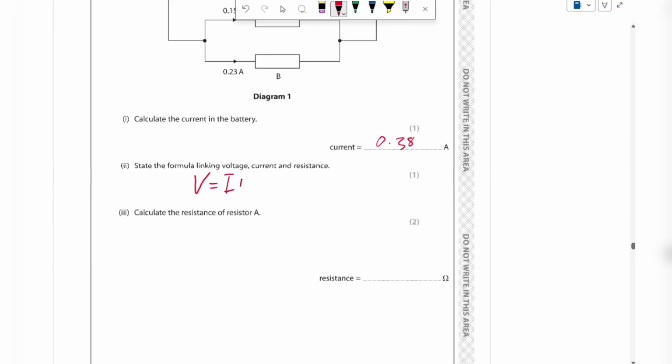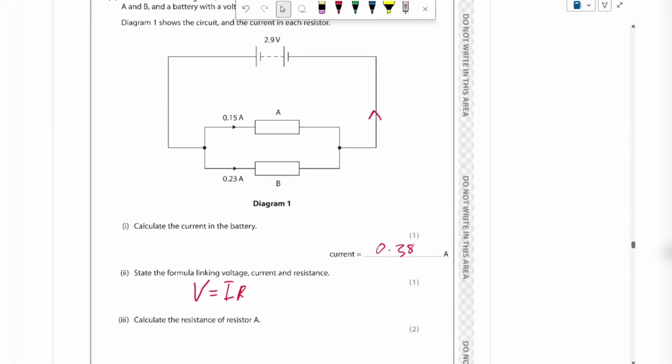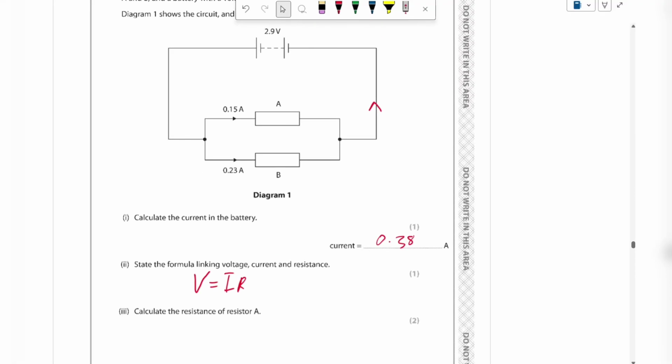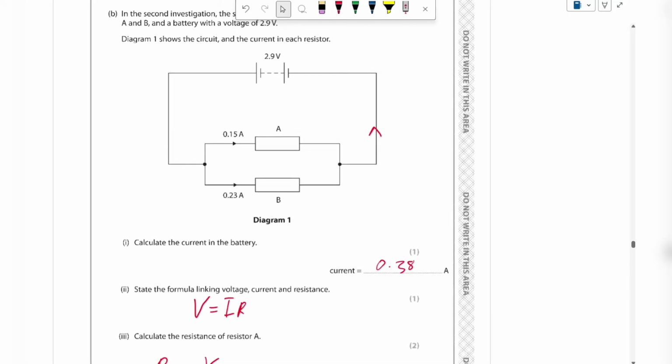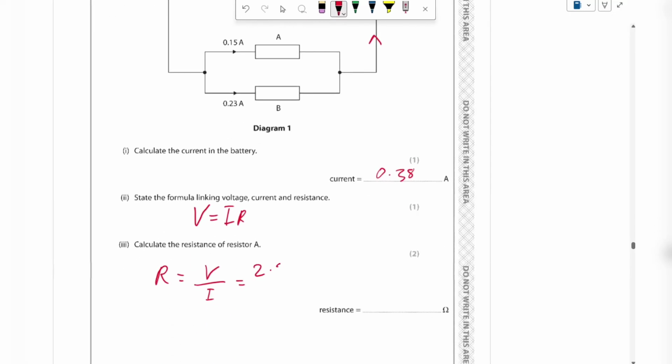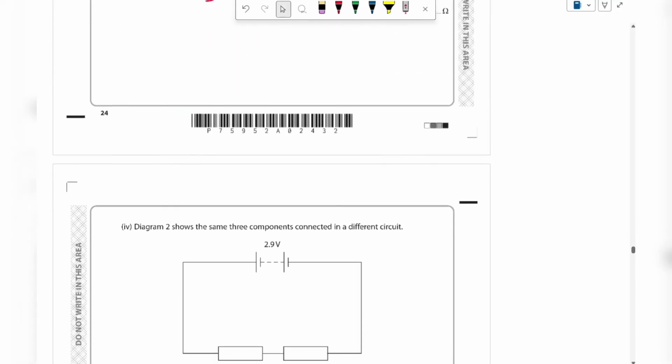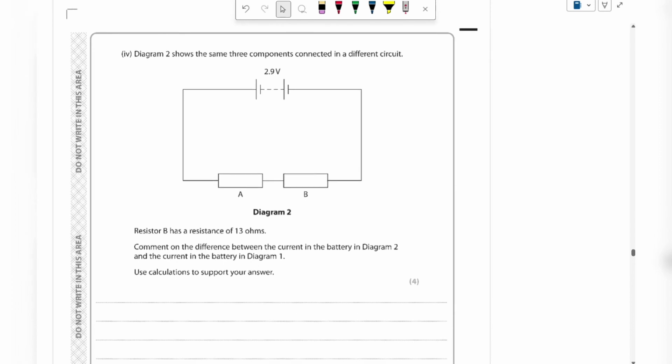Ohm's law. Resistance of resistor A. So R equals V divided by I. V is 2.9, the current is 0.15. Put that into your calculator and it comes to 19 ohms. Nice guessable mark later on in the exam.